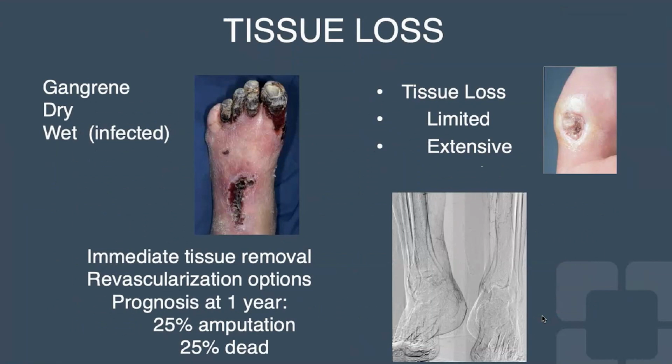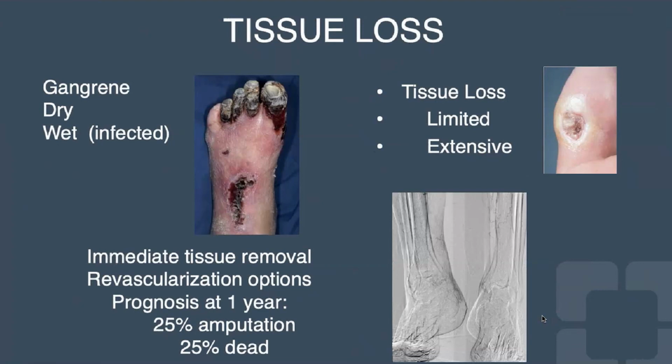This tissue loss is the next part of critical limb ischemia. You go from claudication, rest pain, and tissue loss is kind of the next bit of the spectrum with critical limb ischemia. This tissue loss, we can say, is gangrene. It could be dry or wet.